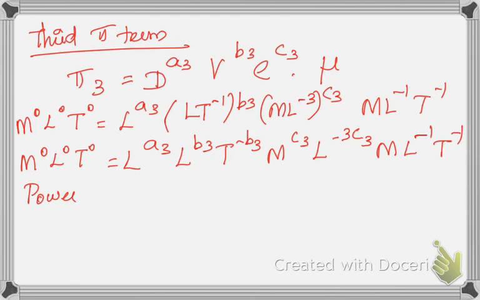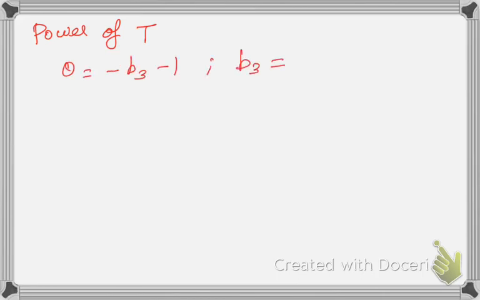Now I'll take the power of m. So 0 is equal to c3 plus 1, where I will be getting c3 is equal to minus 1. Next is the power of T. So 0 is equal to minus b3 minus 1. So b3 is equal to minus 1.